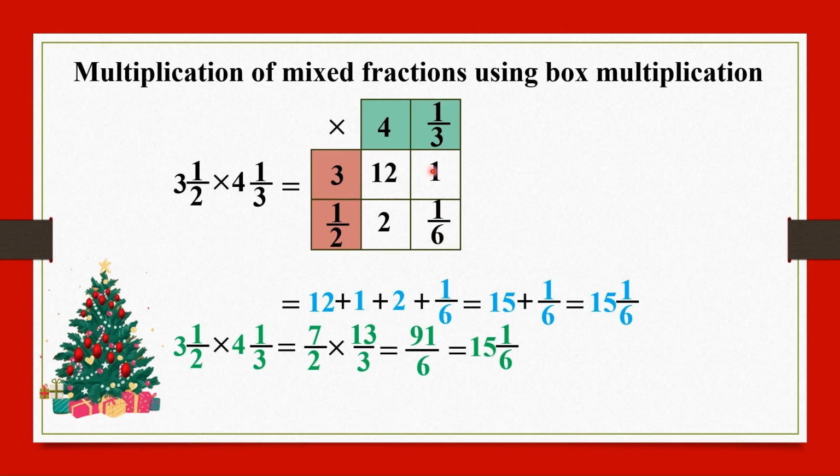And then add all these 4 and you get here 12 plus 1 plus 2 plus 1 by 6, which is equal to 15 plus 1 by 6, which is 15 1 by 6. And if you do your normal way, 3 and a half times 4 1 by 3, you also get the same result, 15 1 by 6. Now whichever method you find easy, you can follow that.